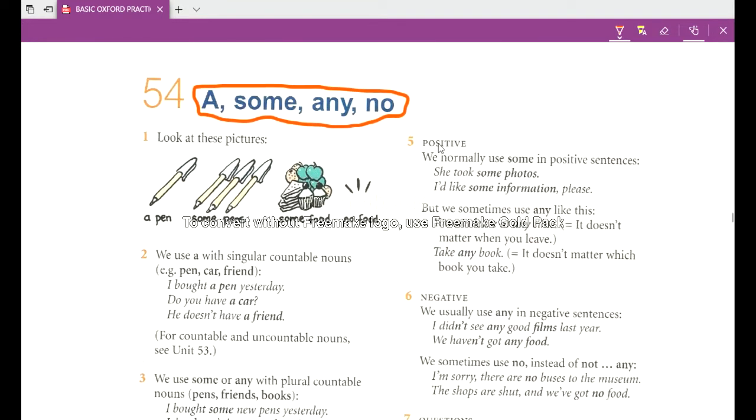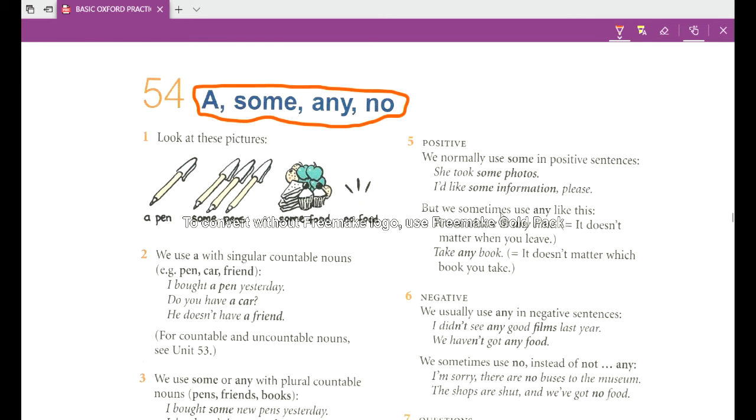Okay, positive. We normally use some in positive sentences. She took some photos. Okay, the sentence is positive, so we use some. I'd like some information, please. Remember, you cannot say I'd like any information, please. We have to say some information because information is uncountable.